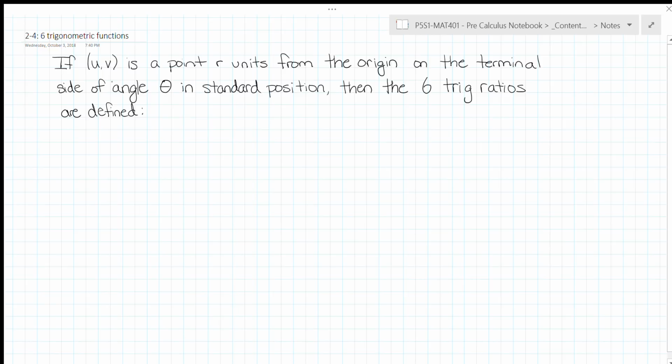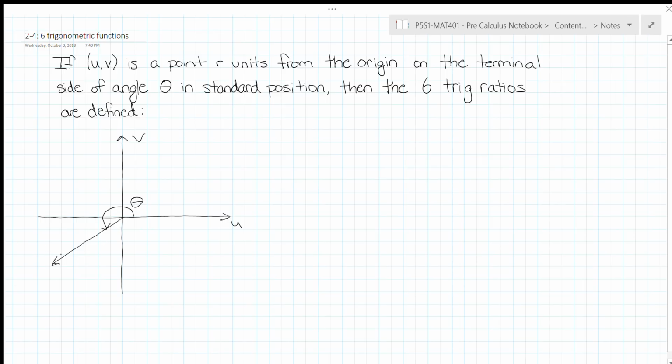So if (u, v) is a point, r units from the origin on the terminal side of angle theta in standard position. So you have your kind of uv coordinate system, right? Sketch that into your notes. I do the u, the v, and we have an angle theta in standard position. It just means somewhere out here, possibly more than 90, more than 180. We have an angle like out here. That's theta in standard position, and then there's just some point that's on this terminal side here.